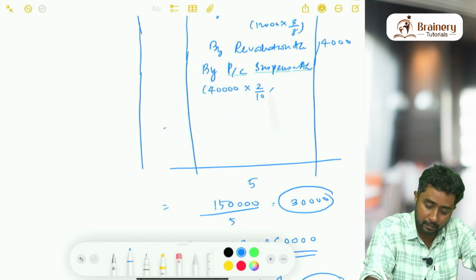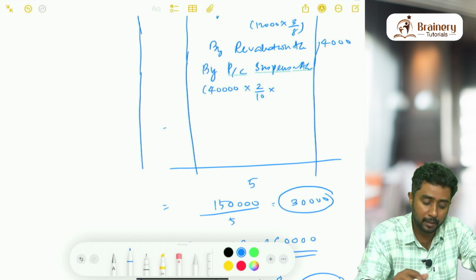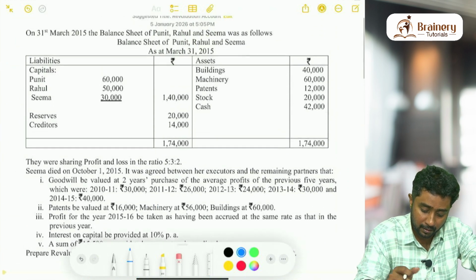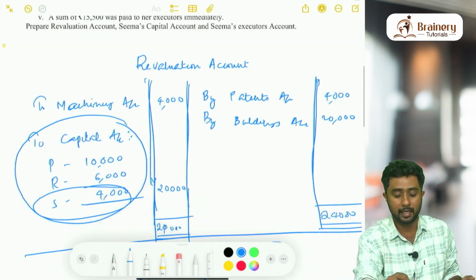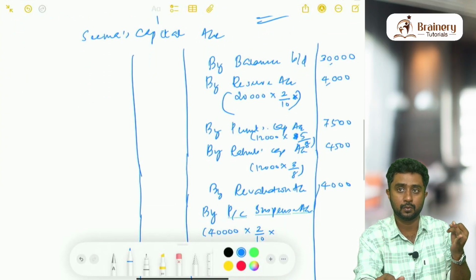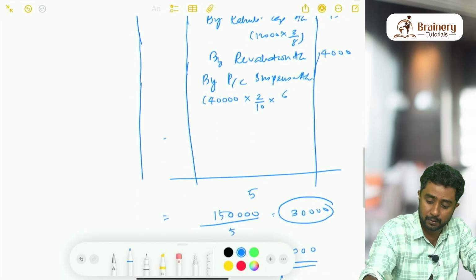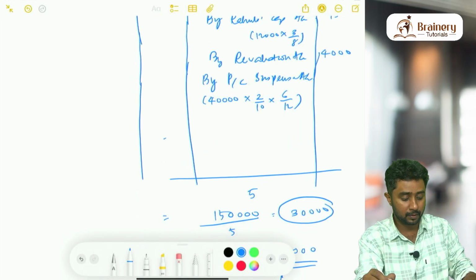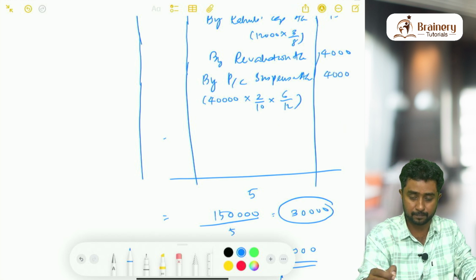2 by 10 is the share of the deceased partner, multiplied by how many months he stayed in the business. Seema died on October 1, which means September 30, up to there you have to calculate the profit. So how many months are there? April, May, June, July, August, September. 6 months of profit you have to calculate. So 6 by 12. How much will you get? 40,000 into 2 by 10 into 6 by 12. You will be getting 4,000.